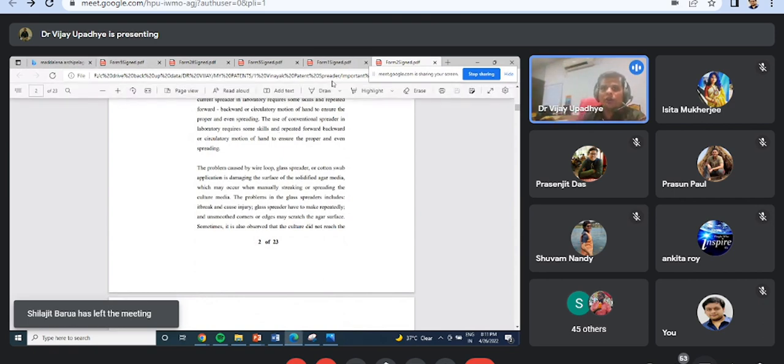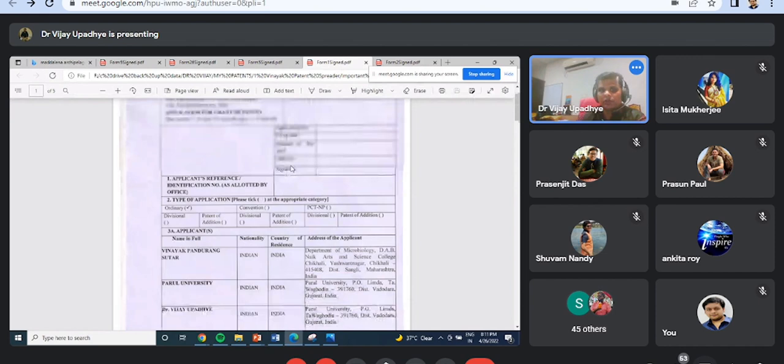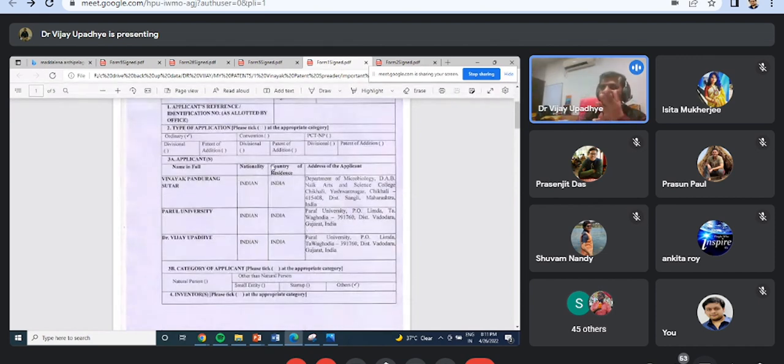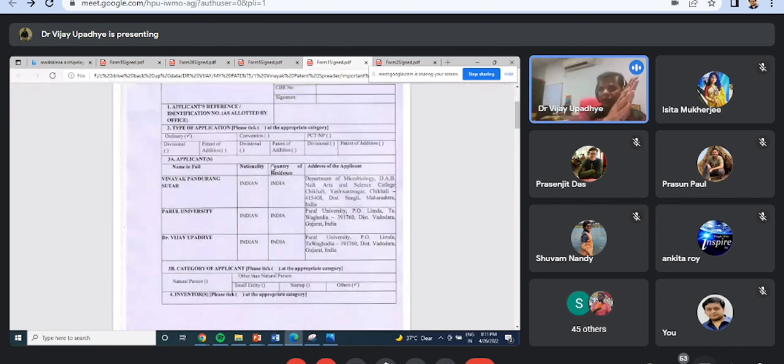Now, what is form 1? Form 1 is just information. Who is the main applicant? There are two categories, applicant category and innovator category. Applicant means the institution or the individual, and innovator means you don't want to give them royalty, but you want to involve them because they supported you. Those who are secondary people, those who supported, you can keep them on the innovator side.